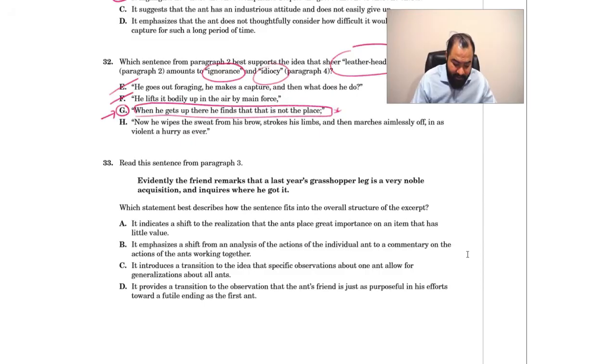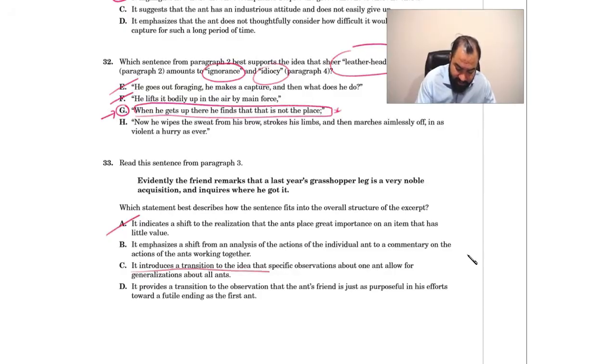33. "Evidently the friend remarks, the last year's grasshopper's leg is very noble." Remember the friend came and was like, wow, you got a grasshopper's leg. It's so nice. It shows that the friend is also not smart. So it indicates the shift to realization that the ants place great importance on an item that has little value. It's not that.